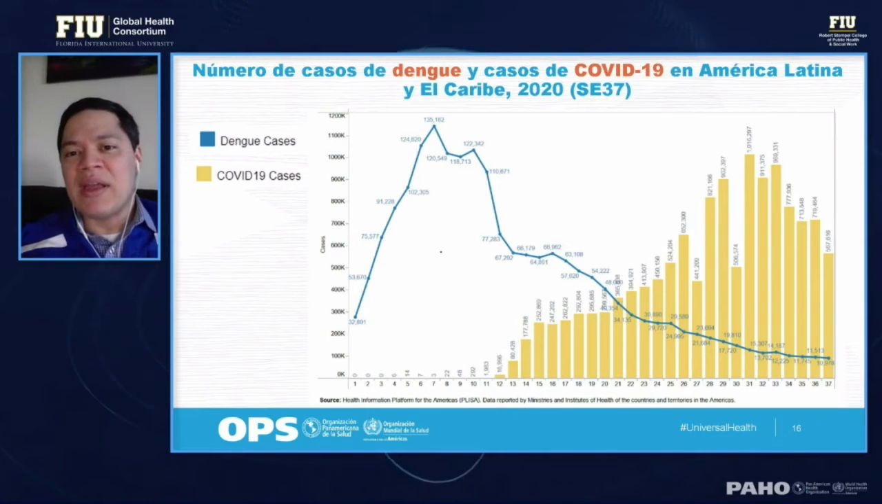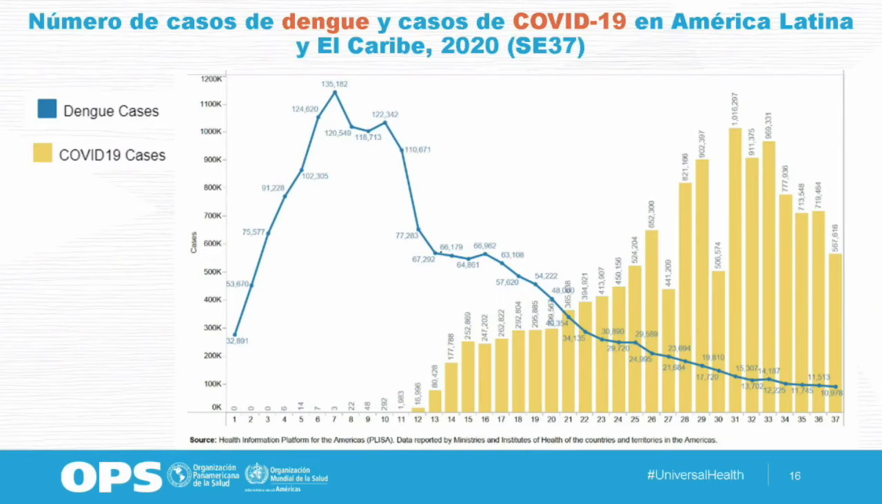Now, what could explain this behavior? What was different this year? This year, as we all know, we have the presence of COVID-19, and this calls our attention. The cases of dengue in the region of the Americas started to decrease once the COVID-19 epidemic started in this continent. So what we see is, as the cases of COVID-19 increase in the Americas, then the dengue cases tend to decrease.